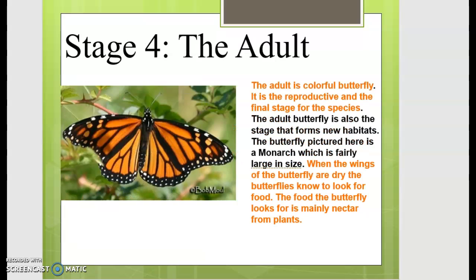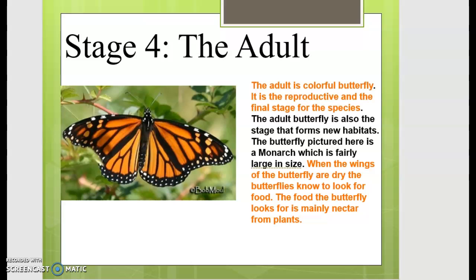Stage 4, the adult. The adult is a colorful butterfly. It is the reproductive and the final stage for this species. The adult butterfly is also the stage that forms new habitats. The butterfly picture here is a monarch, which is fairly large in size.